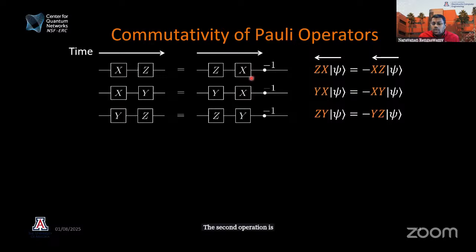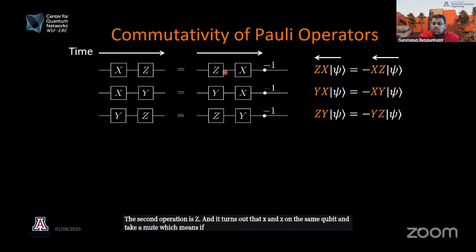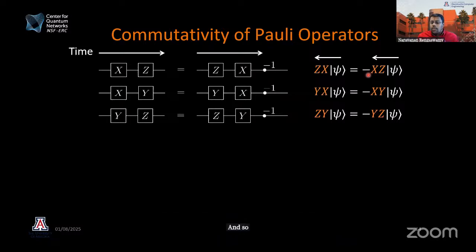And it turns out that X and Z on the same qubit anti-commute, which means if you change the order of X and Z, then you pick up a negative sign at the end. So non-identity Pauli operators anti-commute. That's a crucial concept that you want to remember for the rest of today: XZ anti-commute, XY anti-commute, YZ anti-commute, only if they are on the same qubit.